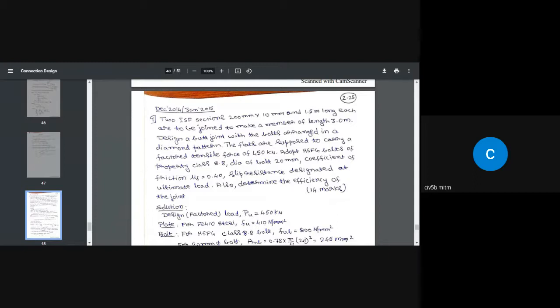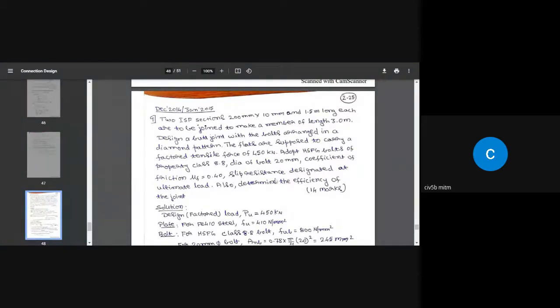Okay. So here, 2 ISF sections, 200 millimeter by 10 millimeter and 1.5 meter long each, are to be joined to make a member of length 3.0 meter. Design a butt joint with the bolts arranged in a diamond pattern. The flats are supposed to carry a factored tensile force of 450 kilonewton. Adopt HSFG bolts of property class 8.8, diameter of bolt 20 millimeter, coefficient of friction mu f equal to 0.40, slip resistance designed at ultimate load.